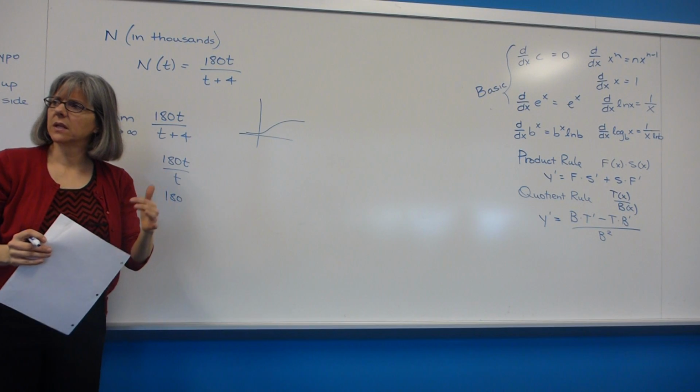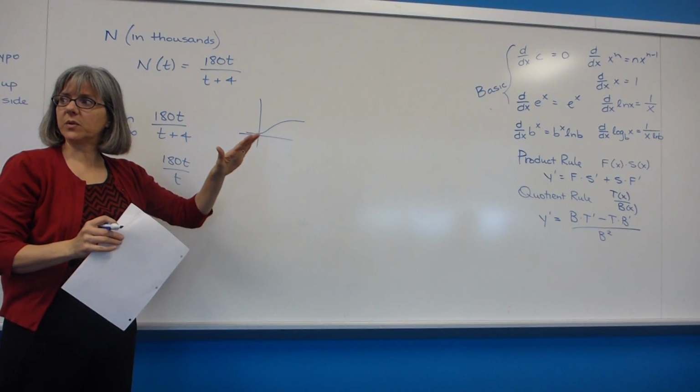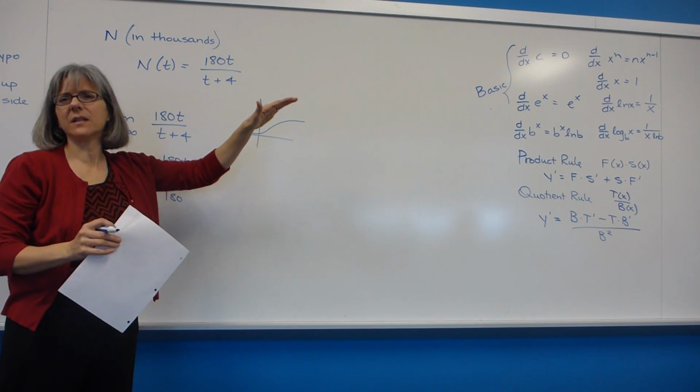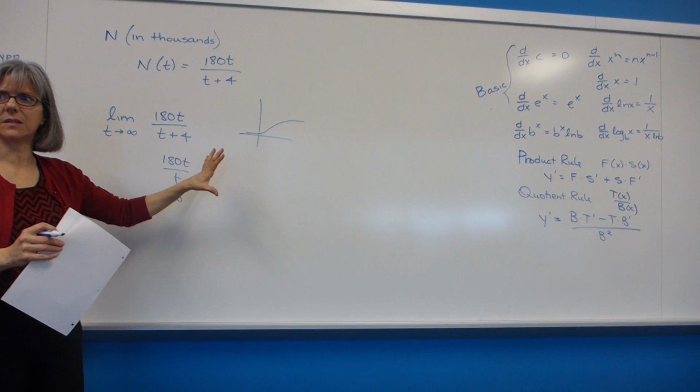You go into a market, and first you have some gradual increase, and then people start hearing about you and you get more, and eventually you've gotten as many people as you're going to get, so it tapers off again. So this model makes sense.